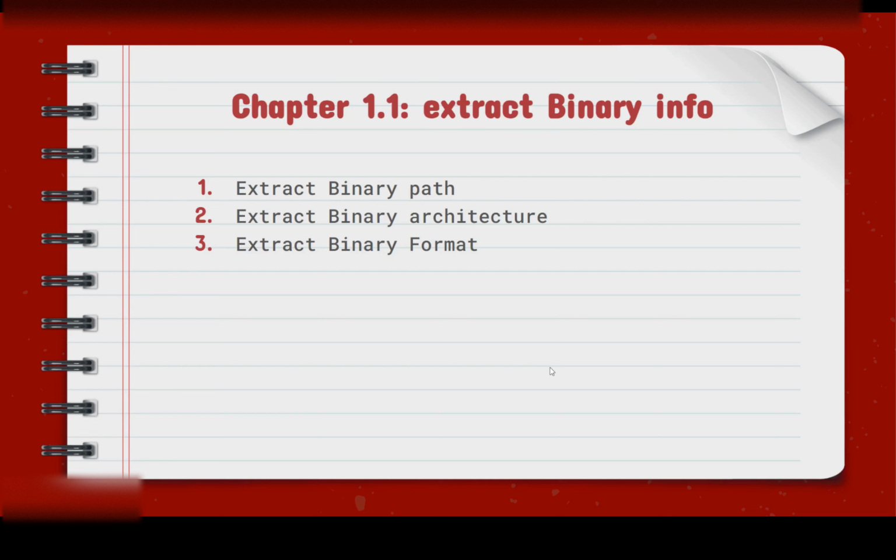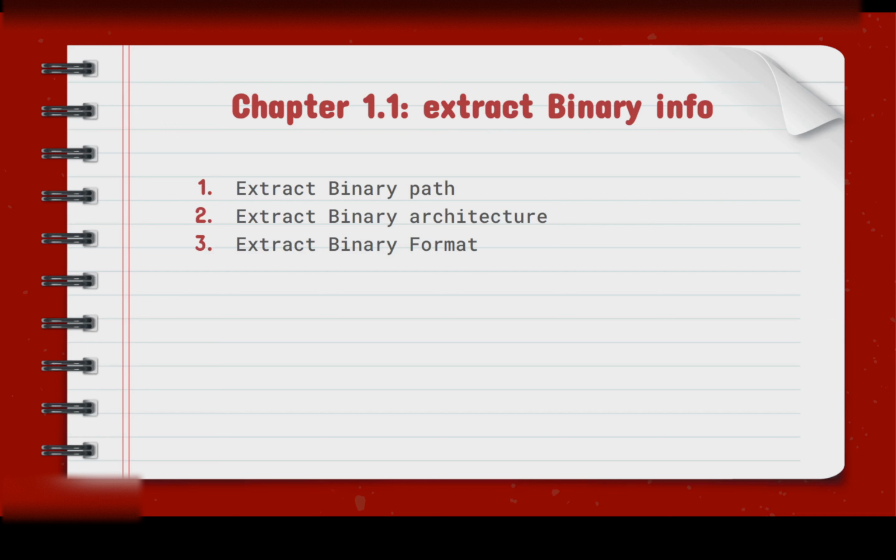So in the first part, I want to show you how to extract some basic information about a binary program. When you want to start analyzing your binary program, you need to first understand what the architecture of this binary is. Is it ARM? Is it x86? What is the architecture of the binary? And also, it's good to know what the format of the binary is, based on the operating system that you want to run your binary on.